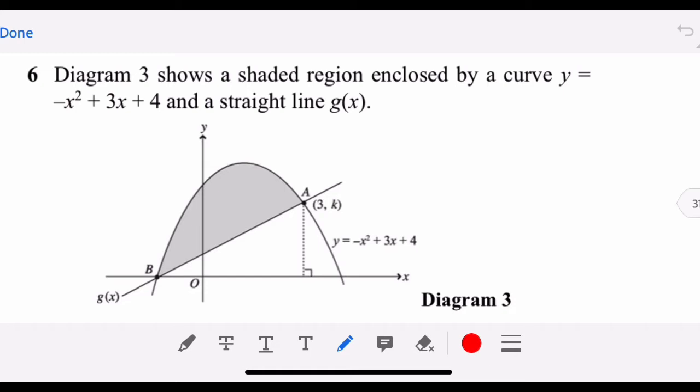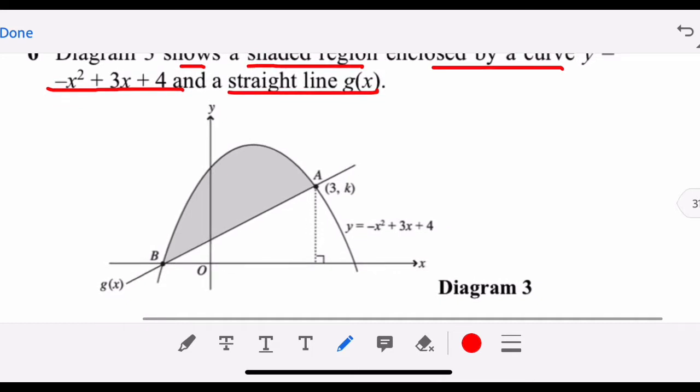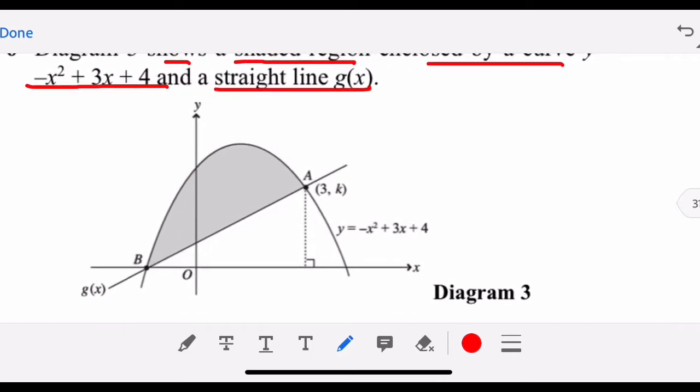Diagram 3 shows a shaded region enclosed by a curve. The curve is given as y equals negative x squared plus 3x plus 4, and the straight line is g(x). The straight line g(x) is a function, and it's not stated what function it is, but you're given the curve. When you see area, it means you have to integrate the curve.